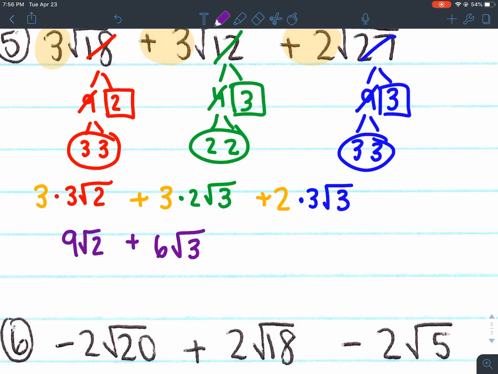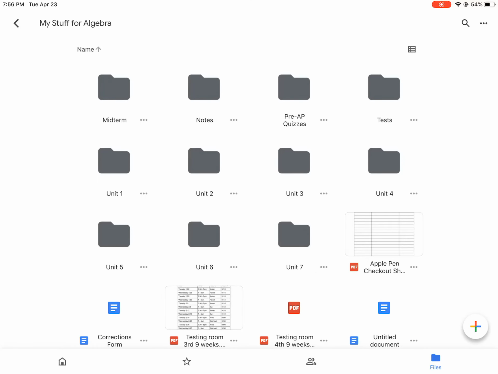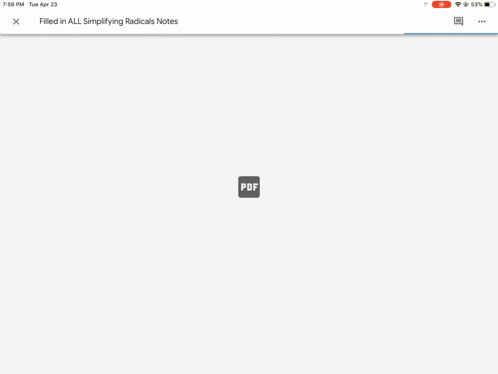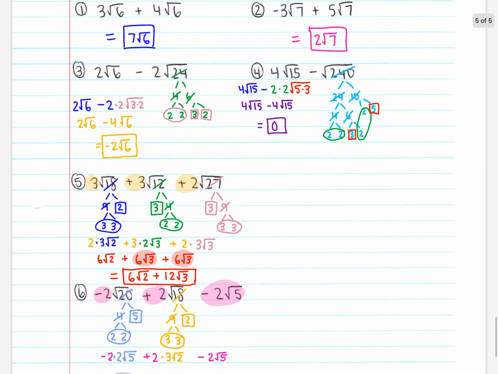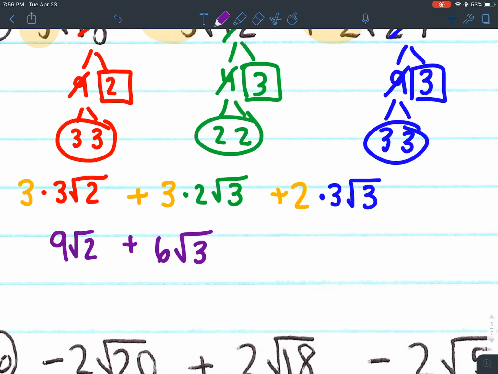Sorry, I'm trying to double check to make sure I simplified. Something doesn't look right, but I think I might just be going crazy. I believe that's right, actually. I filled in notes so I can check myself. So let's double check. Oh, I just messed up in the filled in ones. Okay, we're good. We are good.